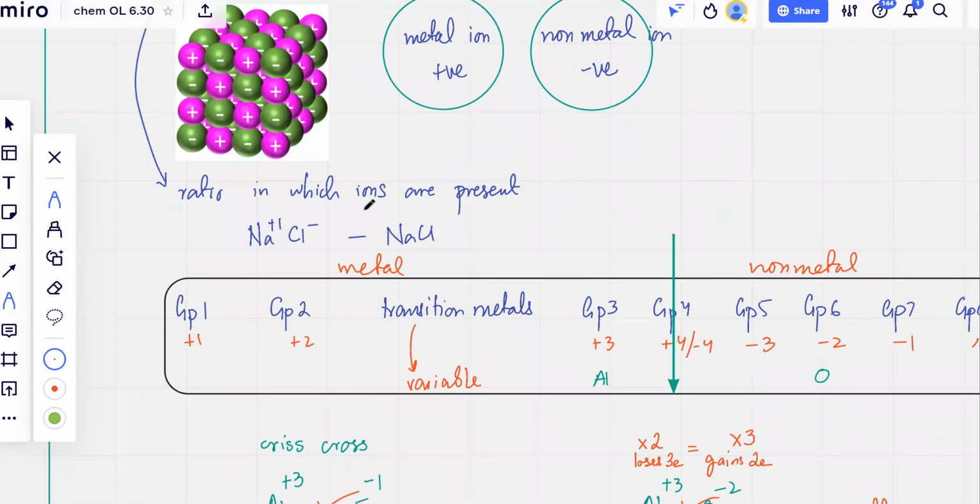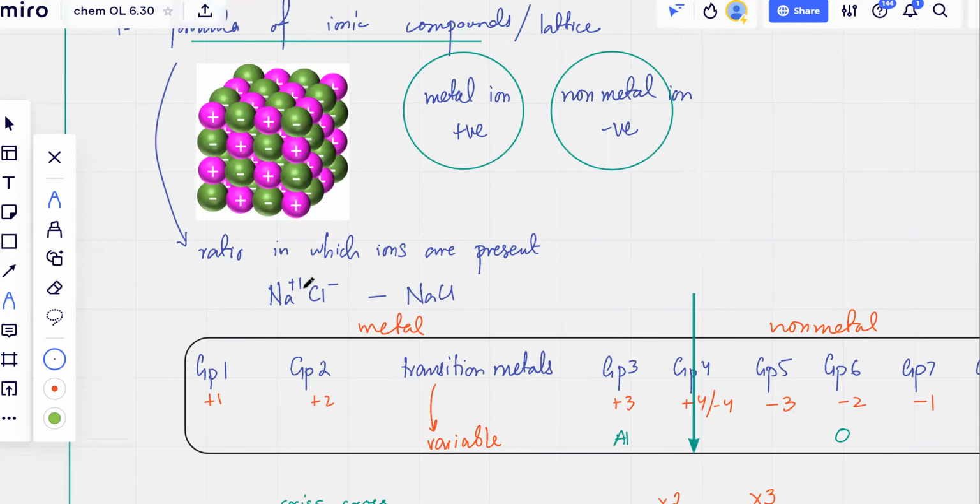What the formula tells you is the ratio in which they exist. It doesn't tell you the actual number. Like NaCl doesn't tell you how many sodium ions or how many Cl ions there are. What it tells you is the ratio in which the ions are attracted to each other. But anyways, we have positive and negative ions. NaCl is one example.